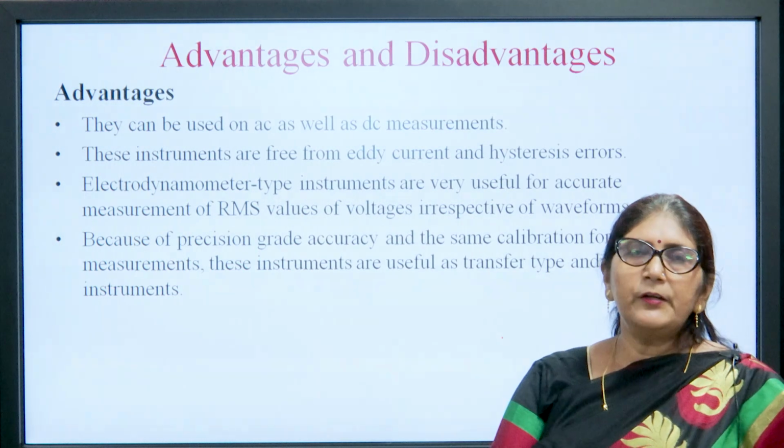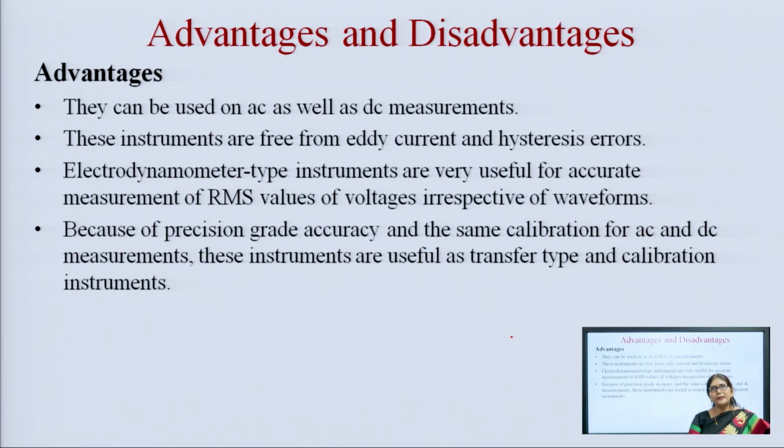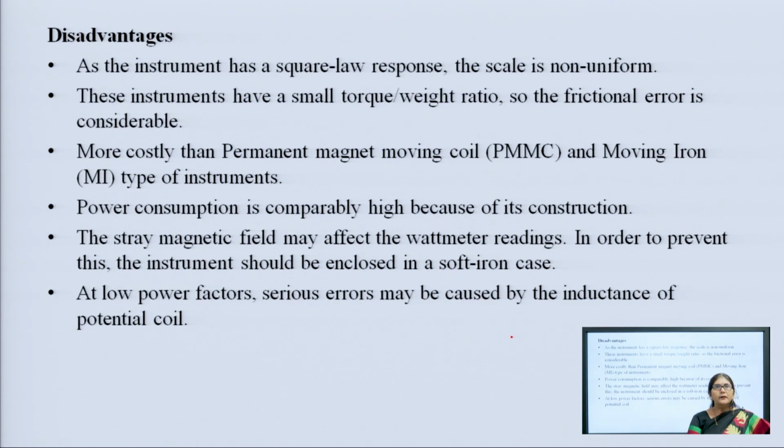Now, the advantages. With this instrument we can measure both AC and DC, and it is free from eddy current and hysteresis loss because we are not using electromagnetic damping. And we can get accurate measurement of the RMS value irrespective of the waveform, whether it is triangular, sine or cosine waveform, it will give the exact RMS value. And the accuracy is also the same, so if we measure an AC or DC quantity, it will give the accurate value.